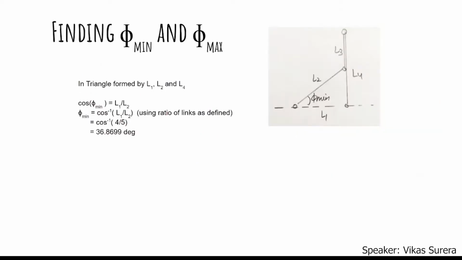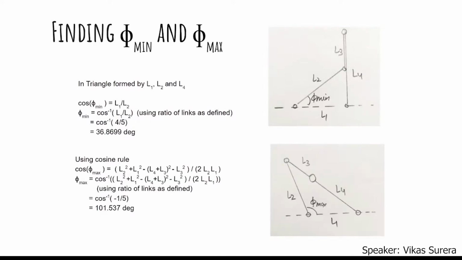Finding phi min and phi max. Using cosine rule in the triangle formed by L1, L2, L3, we get phi min as 36.8699 degrees. We can also get phi max using the cosine rule in the triangle, which is approximately 101.537 degrees.